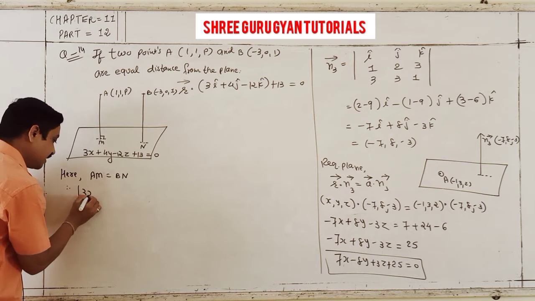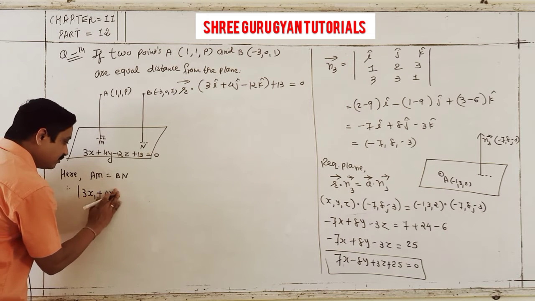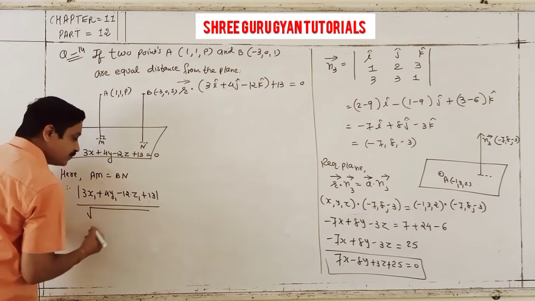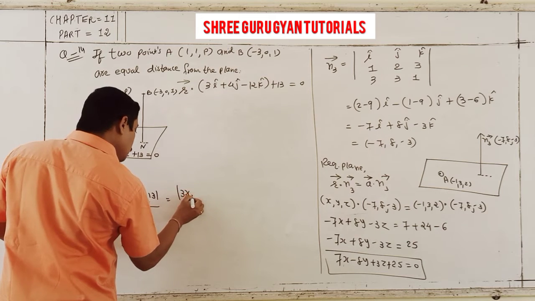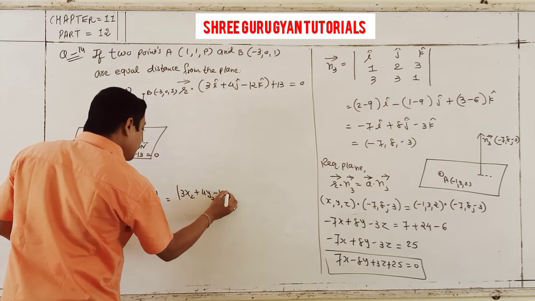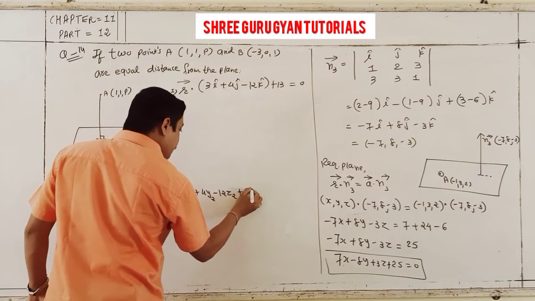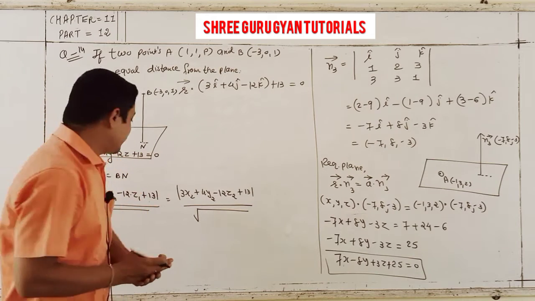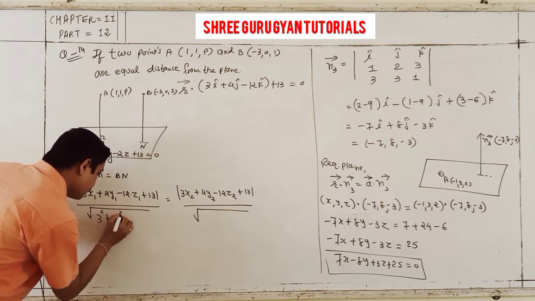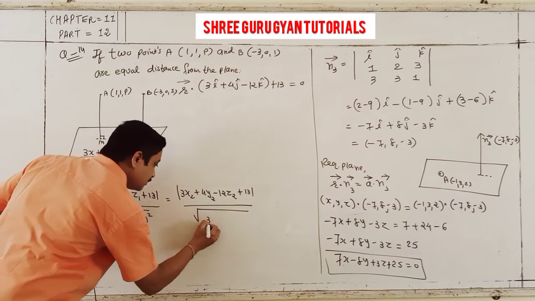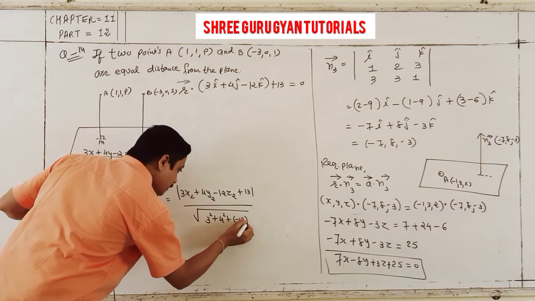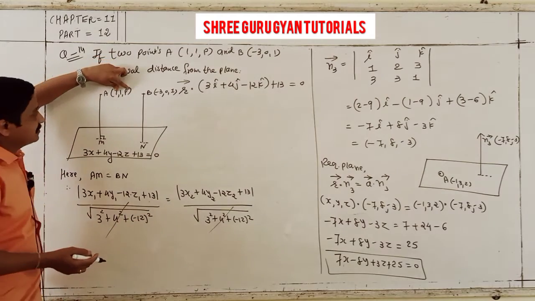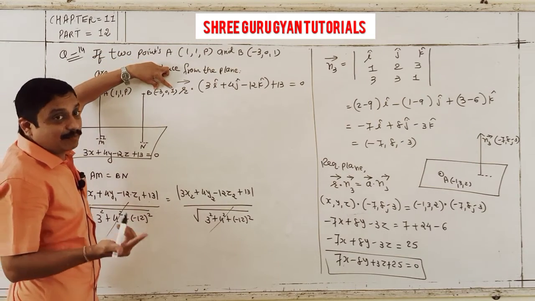Apply the formula: 3x1 plus 4y1 minus 12z1 plus 13 divided by the square root of L square plus M square plus N square. Similarly, 3x2 plus 4y2 minus 12z2 plus 13 divided by the same square root. So we write 3 square, 4 square, minus 12 square. Students, this value cancels since they are the same, and x1, y1, z1 is this, x2, y2, z2 is this, and put down their values.